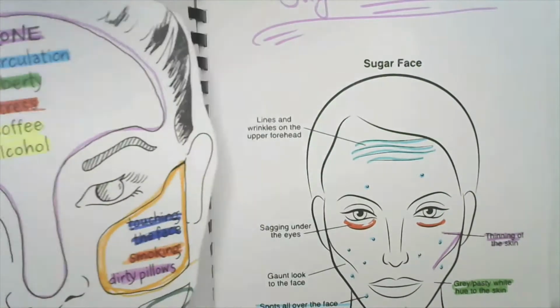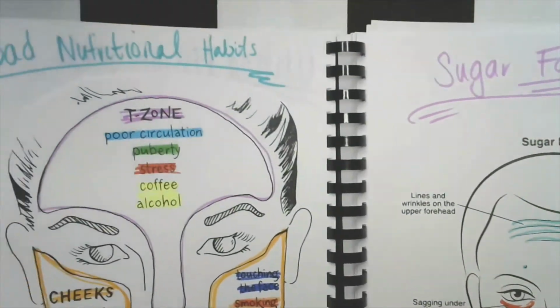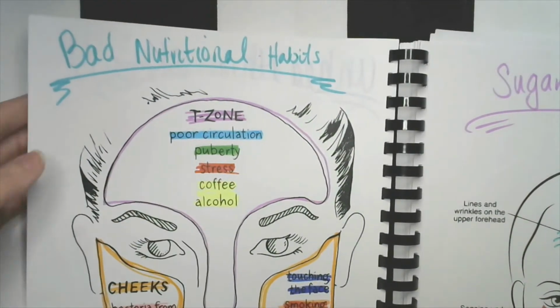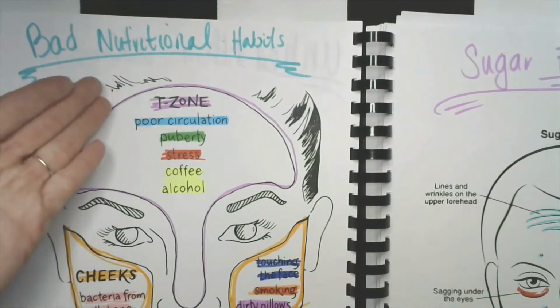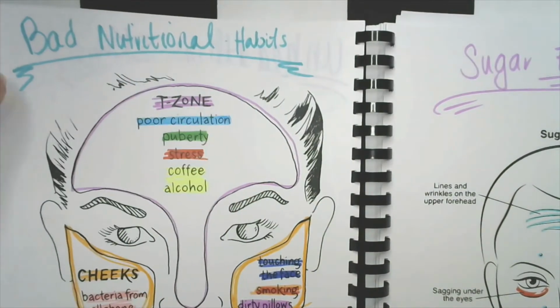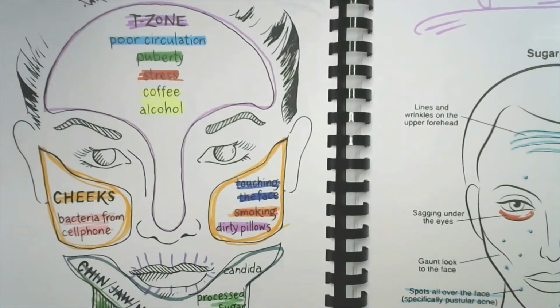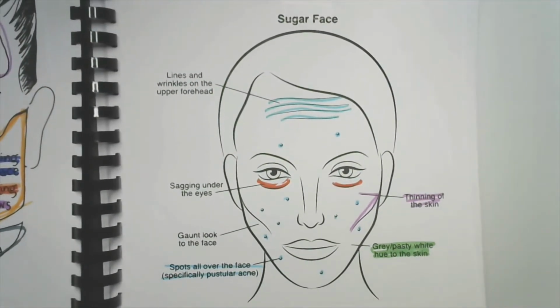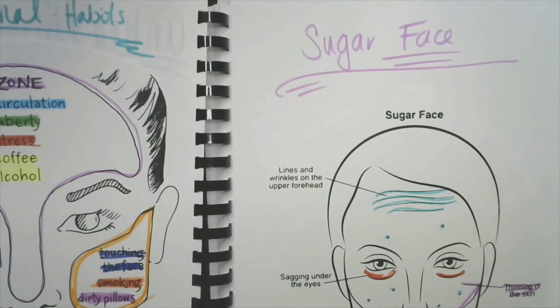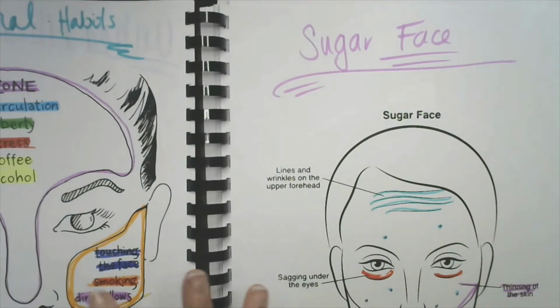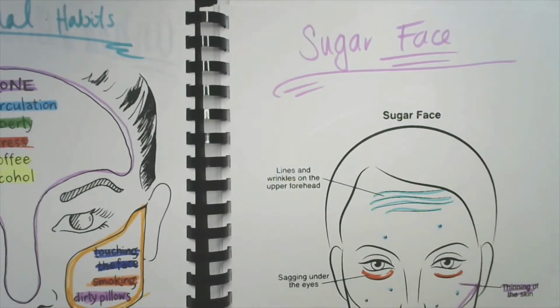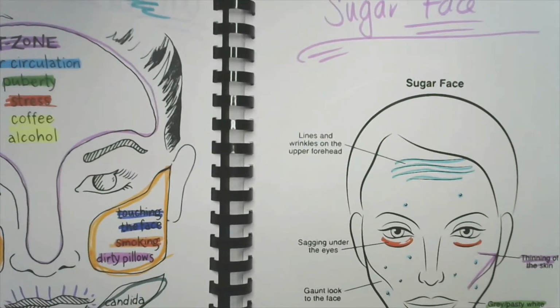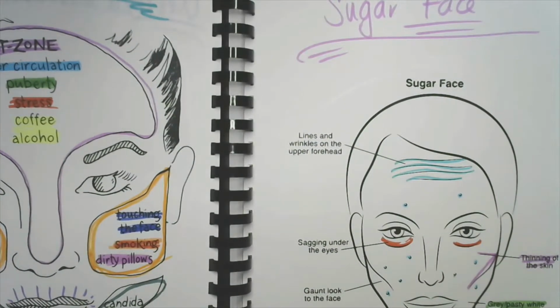And then after that, we went through and we talked about bad nutritional habits and then just bad habits of what affects our skin. And we also talked about the sugar face and what sugar does to our face. Okay, now we're only talking about the face because obviously we're working on facials, but this is the epidermis, so it's the entire skin, the whole of your whole body.